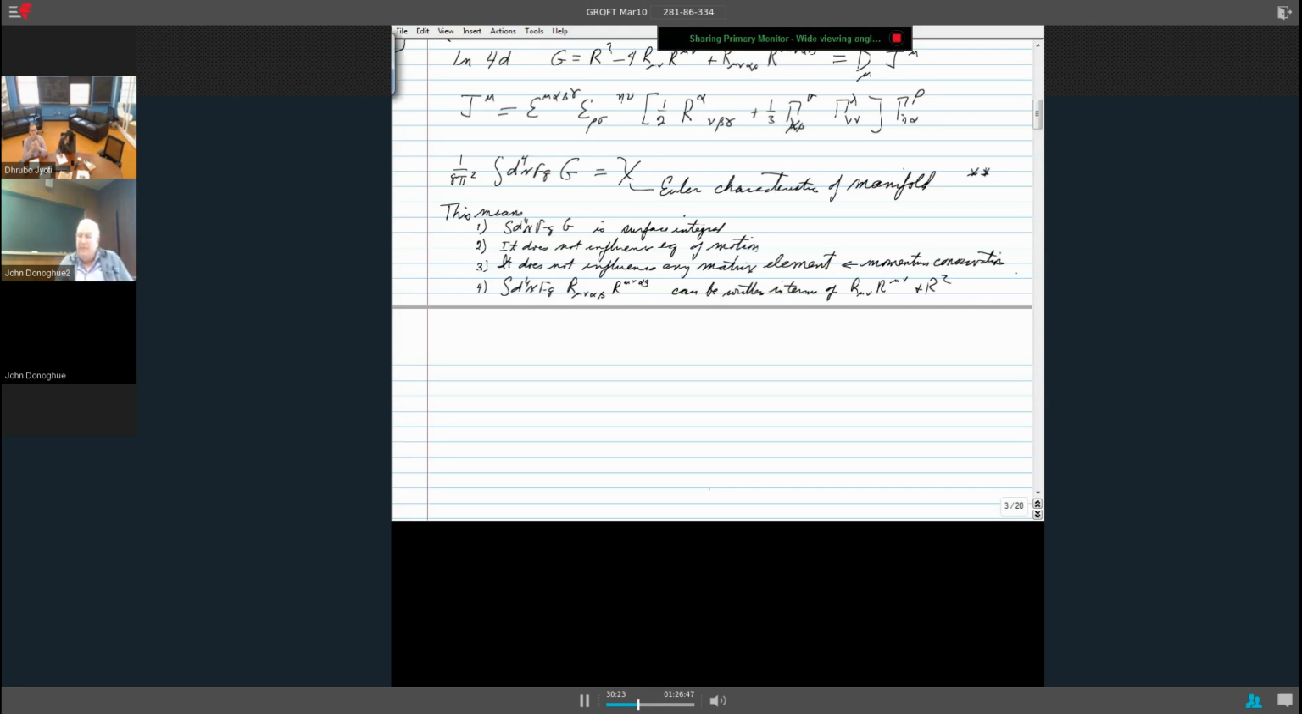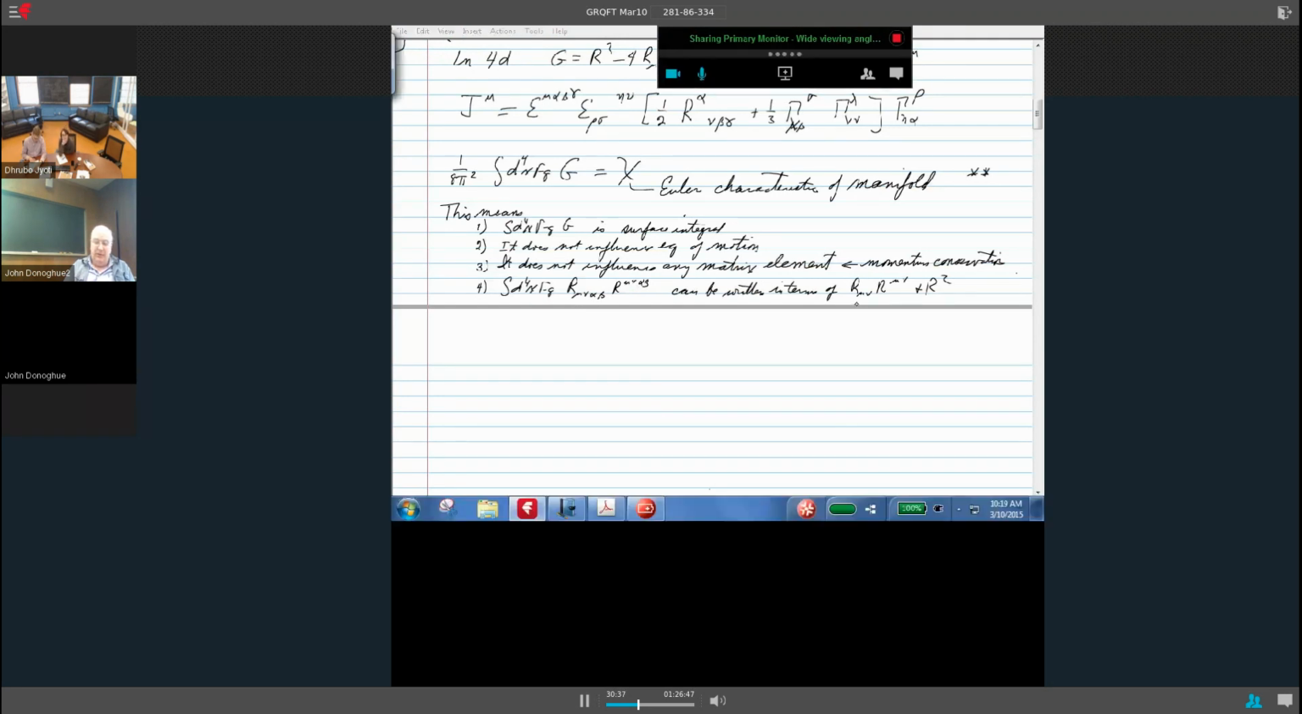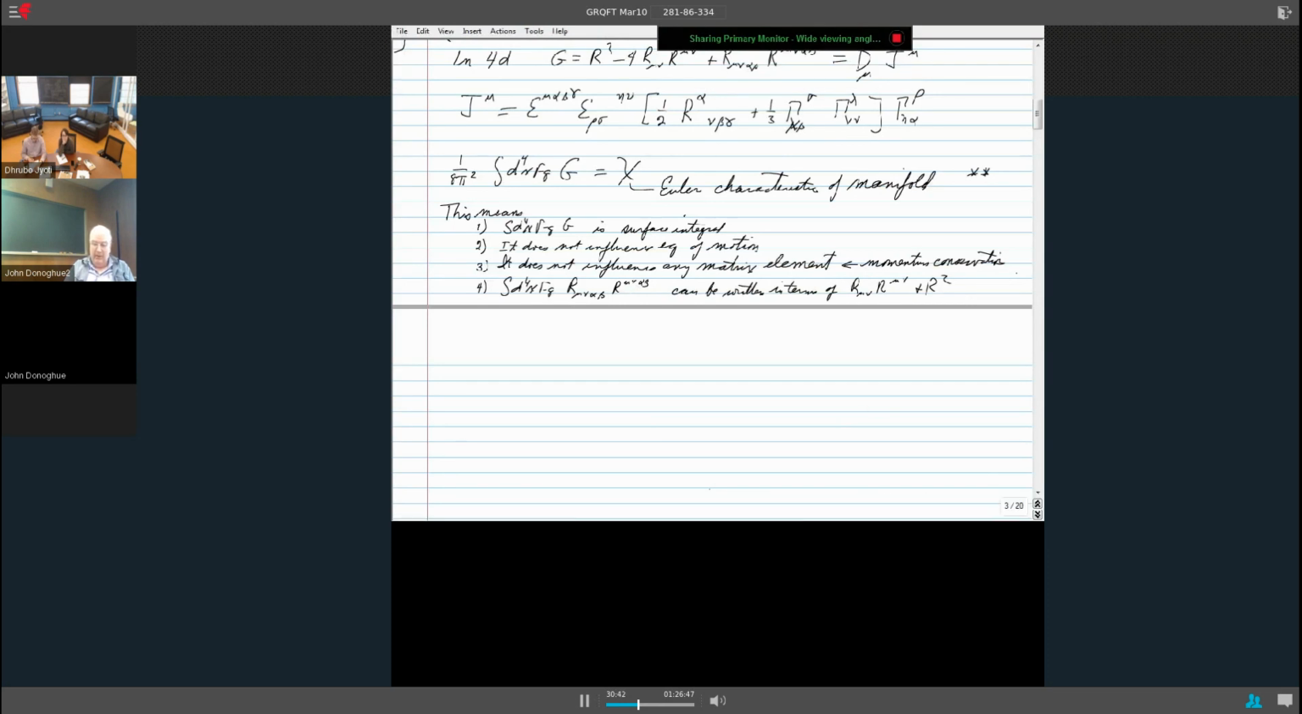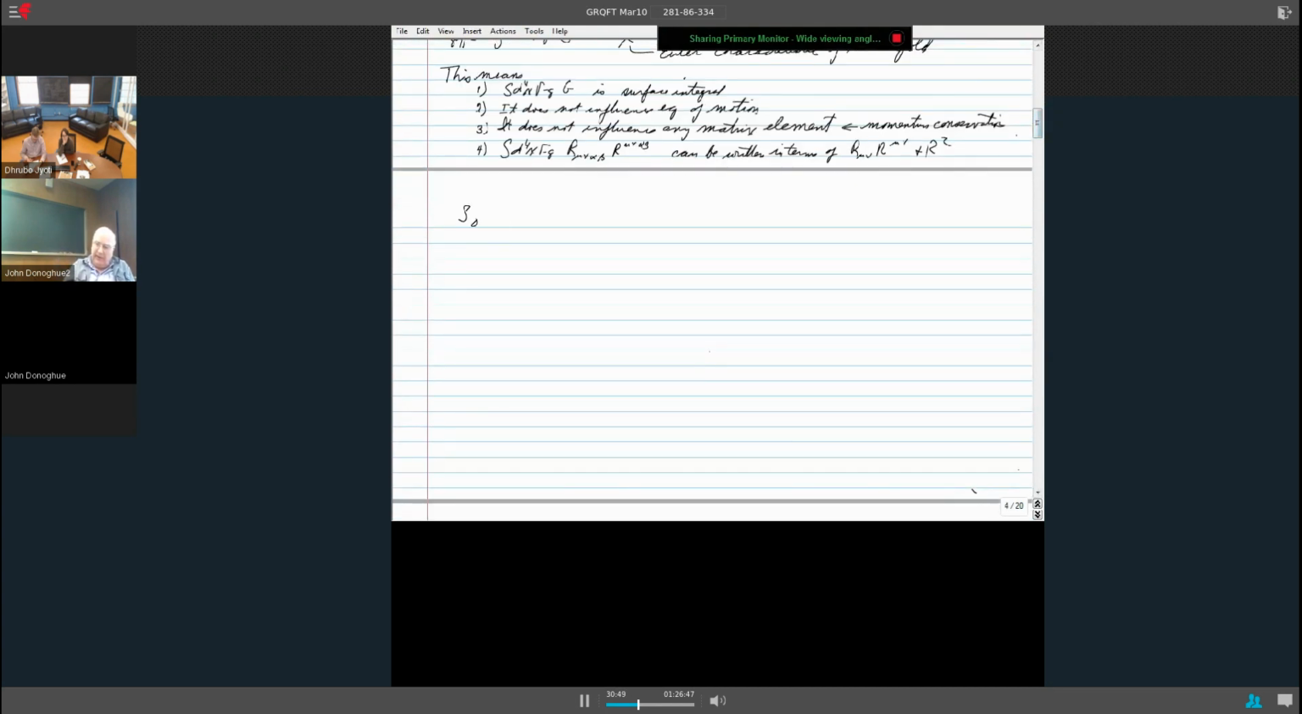Okay, this is basically a consequence of momentum conservation. The momentum flowing in is the same as the momentum flowing out. And then the fourth thing is that the integral d4x square root of minus g R mu nu alpha beta R mu nu alpha beta can be written in terms of the others.